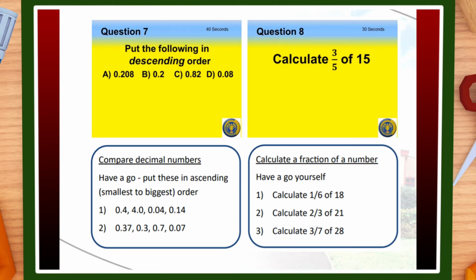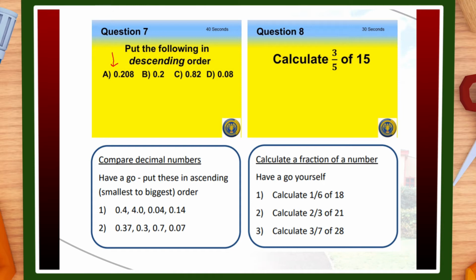Question 7. Put the following in descending order. So descending is going down from highest to lowest. The question may ask for ascending order, which is from lowest to biggest. A common problem here is that we're presented with decimals of different length, some with 1 decimal place, some with 2, some with 3.